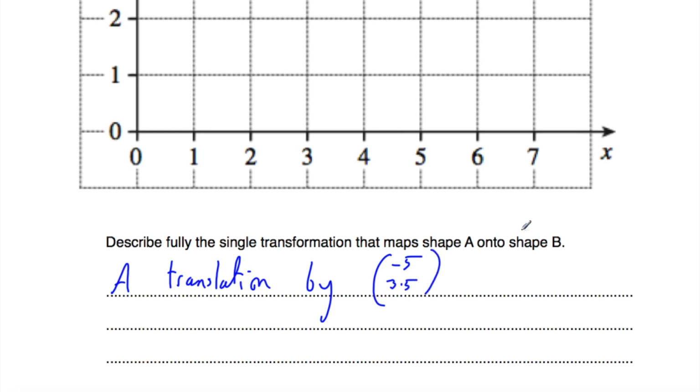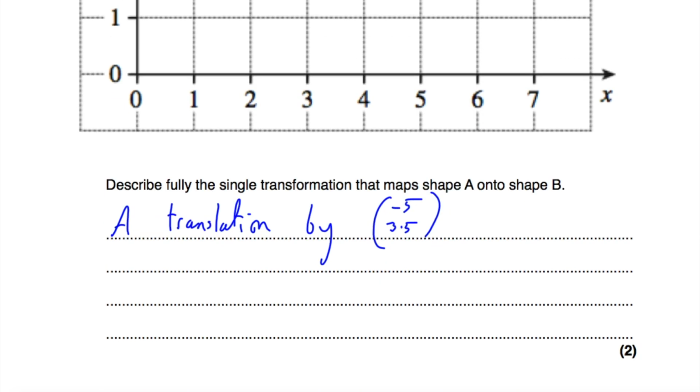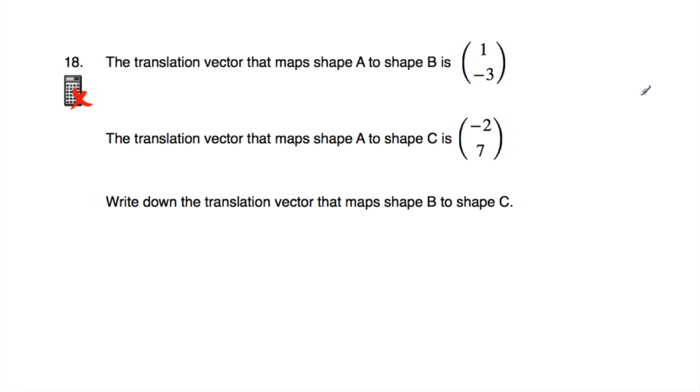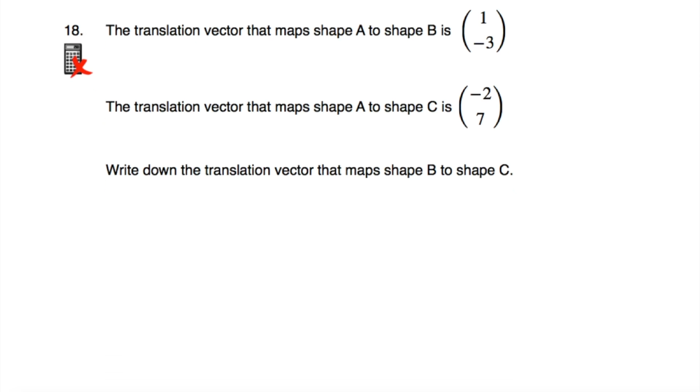Okay, let's look at our next question. Let's have a look at our last question, question number 18. We've got the translation vector that maps A onto B is (1, -3), so 1 square to the right and 3 down. And the translation vector that maps A onto C is (-2, 7), so 2 left, 7 up.